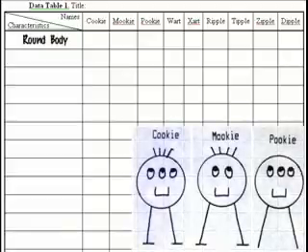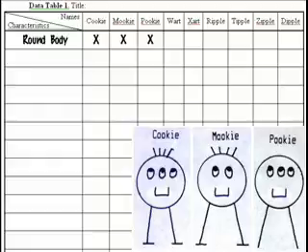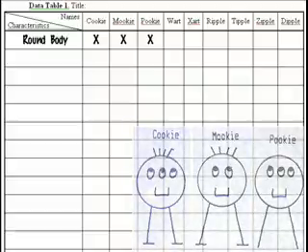Let's begin with round. We begin by writing round body under characteristics. Then we place an X in the space under the Zerbnimals that have a round body. They are Cookie, Mookie, and Pookie. Our data table now looks like this.